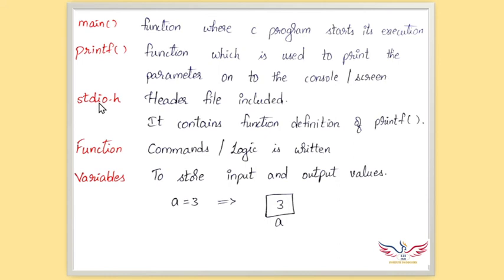Now what is this stdio.h? This is the header file which we included in our hello.c program. It contains the function definition of printf. If you don't include it, the compiler doesn't understand what is meant by printf. This definition, to print the parameter onto the console, is present inside the stdio.h header file. So we definitely need to include this whenever we are using input or output functions. printf is an output function, right? We are getting output onto the console. So whenever you use it, you need to include this header file also.